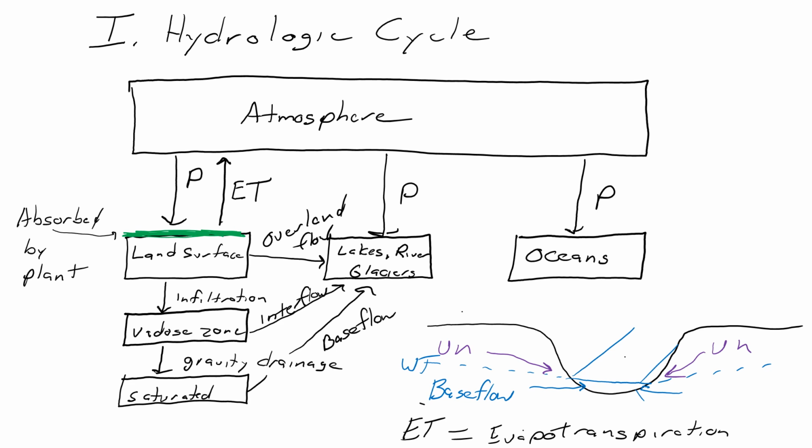And then you can have water moving from the saturated zone into lakes, streams, and rivers. And that's a sizable amount. We're going to spend all of next week talking about it. And that's called base flow. So we're going to talk a lot about base flow the next few weeks. Where do rivers ultimately flow to? Oceans. That's also called overland flow.